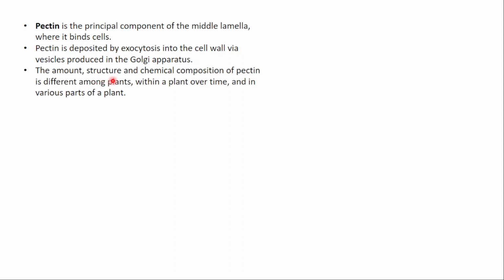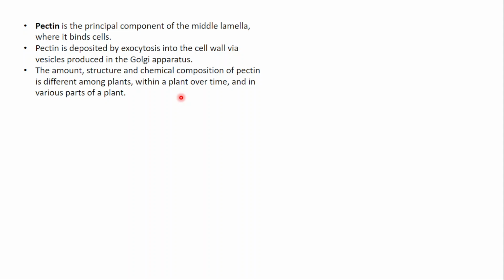The amount, structure, and chemical composition of pectin is different among plants, within a plant over time, and in various parts of a plant. The amount, structure, and chemical composition, that just means to say pectin is so variable. It changes from plant species to plant species. Younger plants and older plants may have different levels of pectin, and various parts of a plant will also have different levels of pectin.